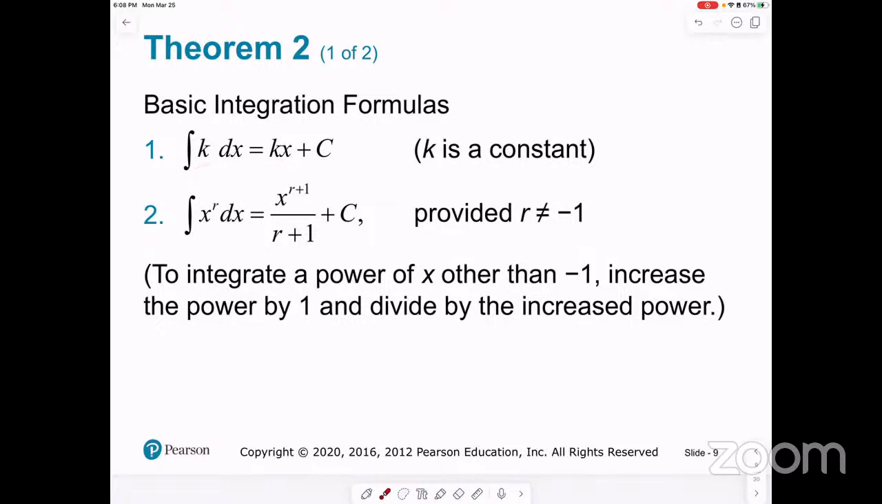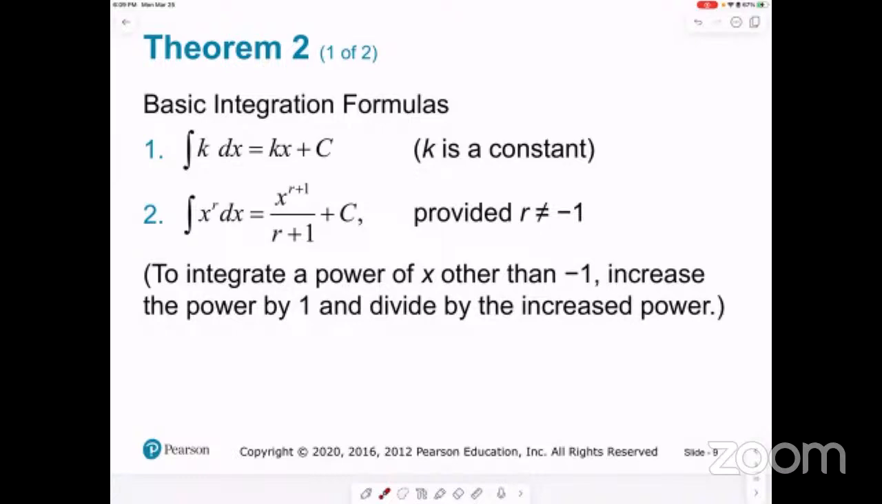The integral of a power, or x to some power, is going to be x to the power of r plus 1 divided by r plus 1 plus some c. And we saw this is where we basically had that additional 3 so that it would work out properly. If you were to forget this part here and then you check it, it's going to be a little off, right? So you always check by taking the derivative whenever possible. To integrate a power of x other than -1, increase the power by 1 and divide by the increased power. Okay.